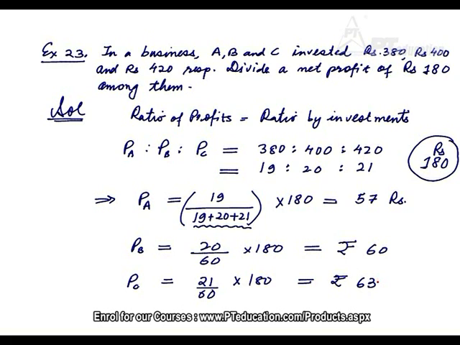This is how this simple question can be solved. So our final answer, the profits are 57, 60 and 63 rupees respectively, which will be the ratio 19 is to 20 is to 21, which is fairly obvious. We take up the last example now, example 24.